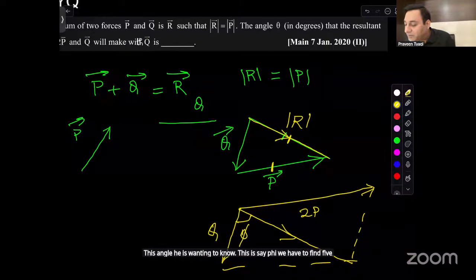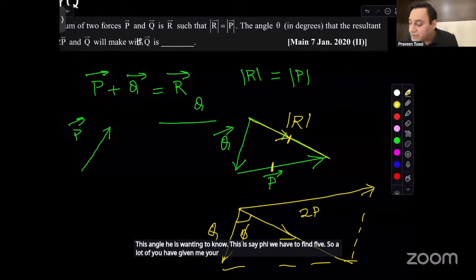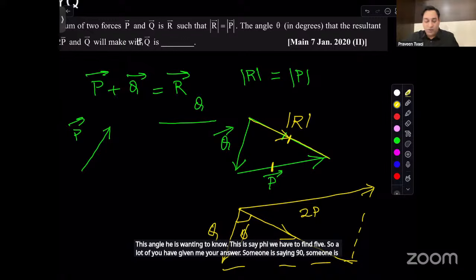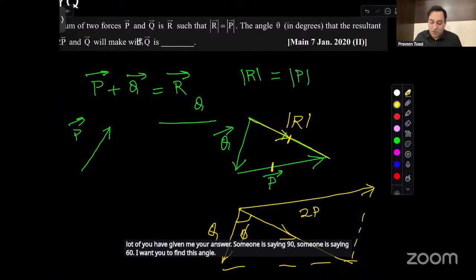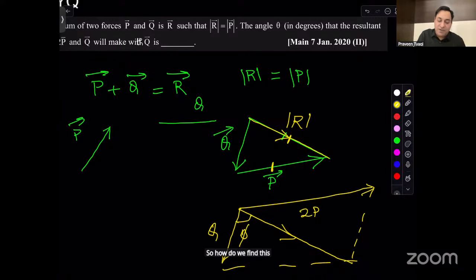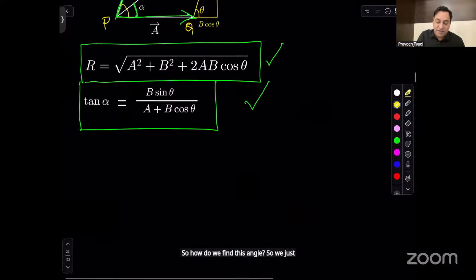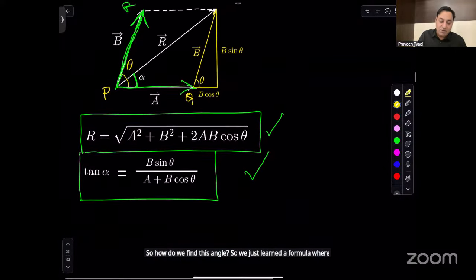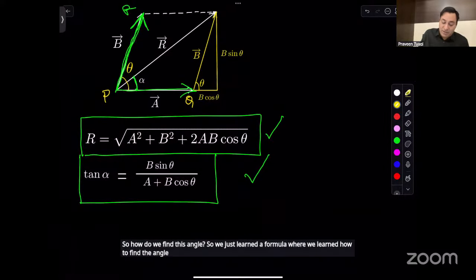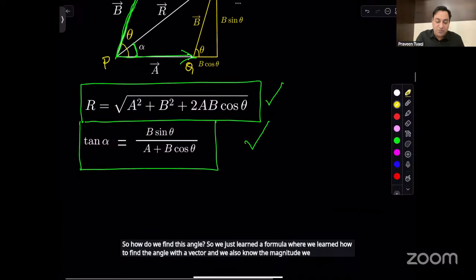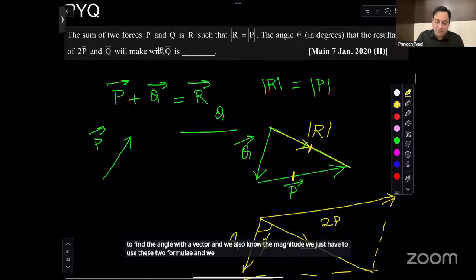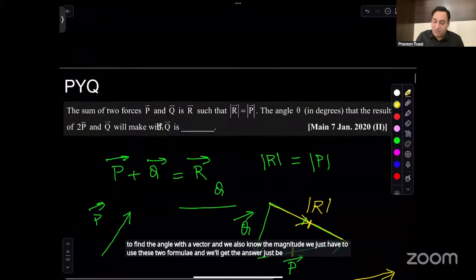So a lot of you have given me your answer. Someone is saying 90, someone is saying 60. I want you to find this angle. So how do we find this angle? So we just learned a formula where we learned how to find the angle with a vector, and we also know the magnitude. We just have to use these two formulae and we'll get the answer. Just be attentive and see how we will be doing it.